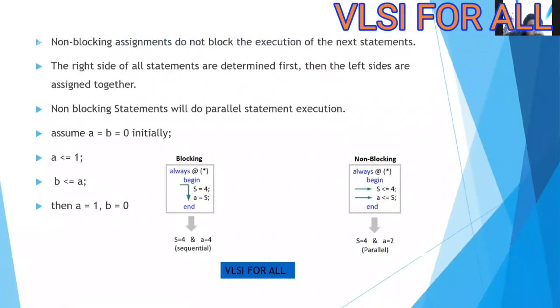And this is the non-blocking assignment. In the blocking one, the execution of the second statement is blocked until we are done with the first statement. Here in this case, both are going into the system at the same point. So here you have initialized the value of a equals b equals 0.